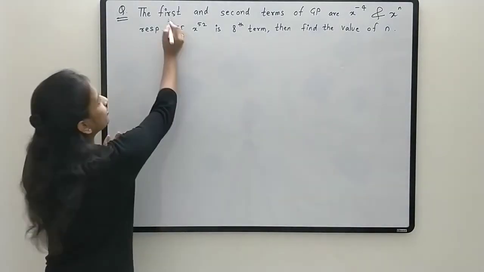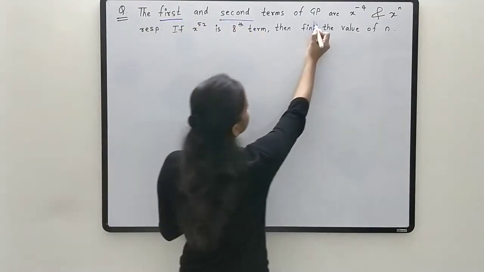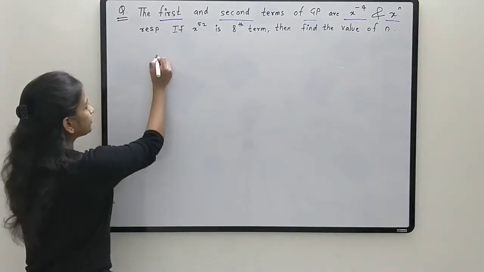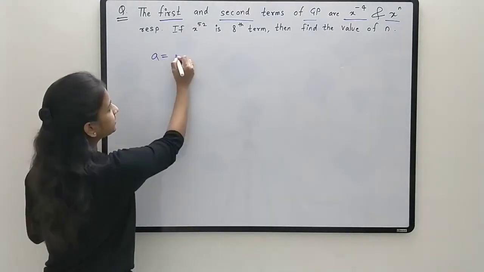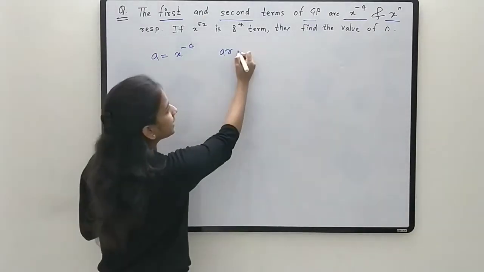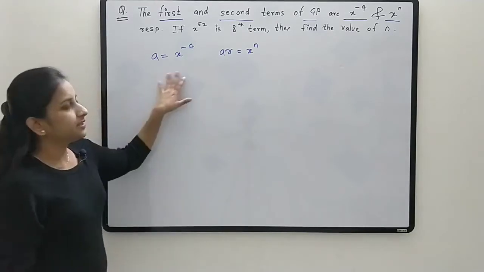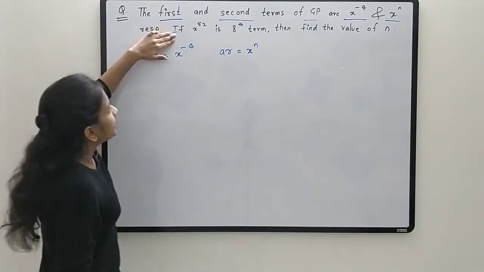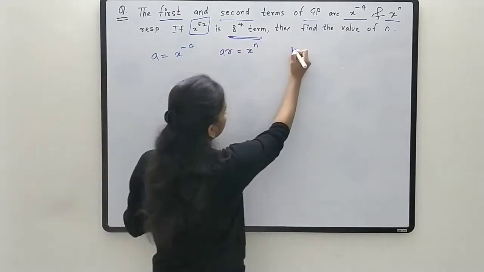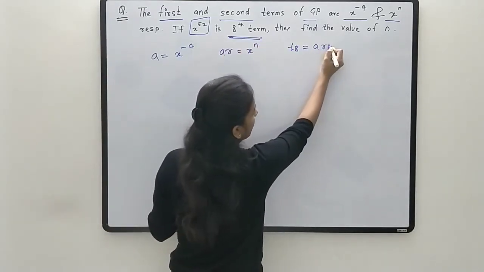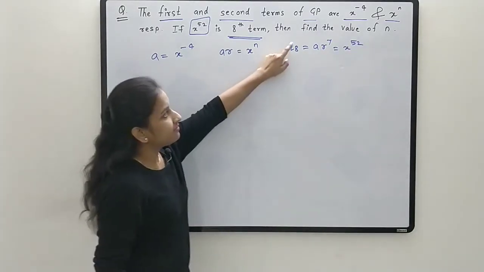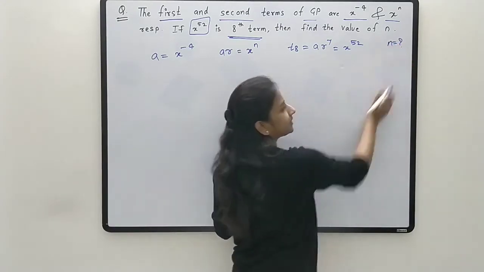So what is given? First and second terms of GP are x raised to minus 4 and x raised to n. So first term means A. First term of GP is x raised to minus 4 and second term, that is A into R, right? Second term is x raised to n. This is given respectively. Fine. If x power 52 is the 8th term, so 8th term T8 means A into R raised to 7 is x raised to 52. This is also given. Then find the value of n. Then we have to find n.